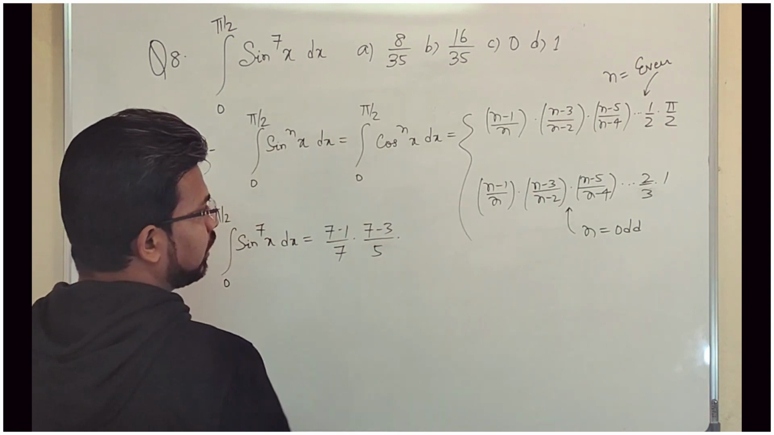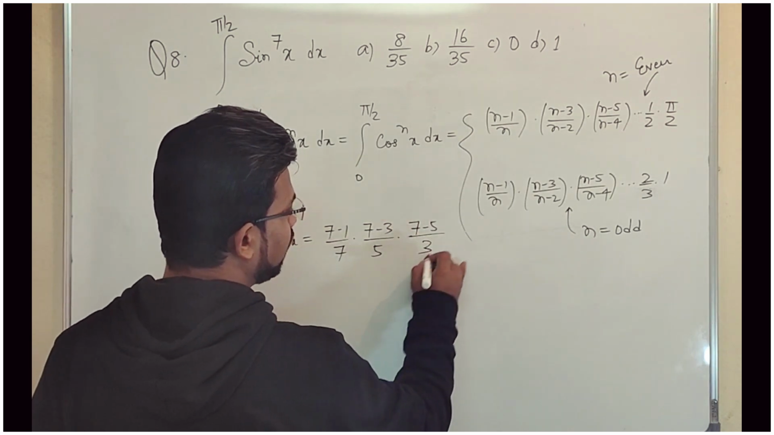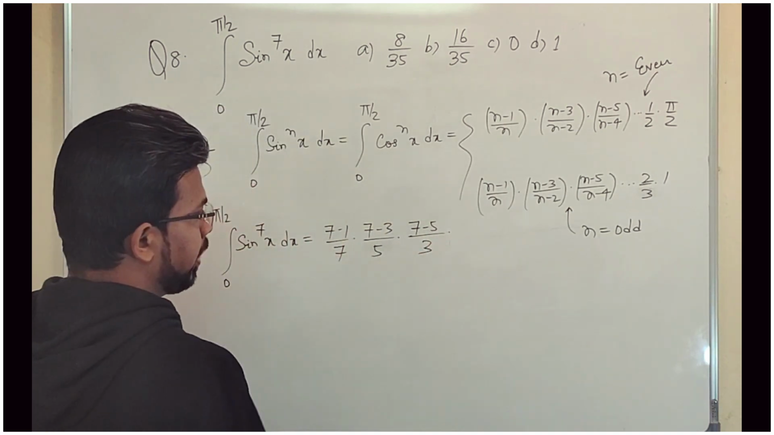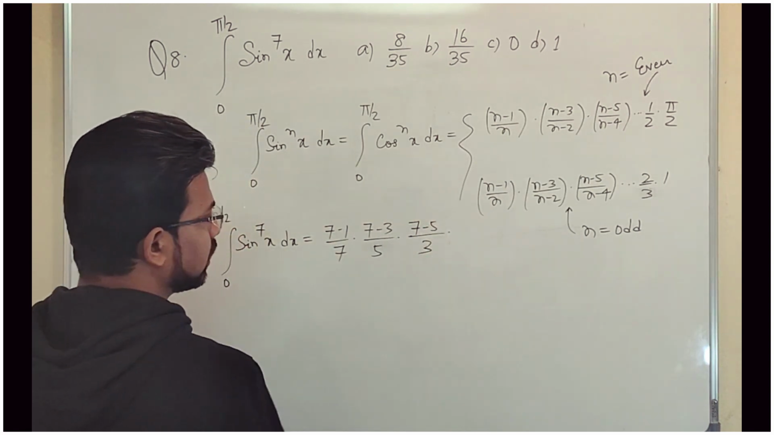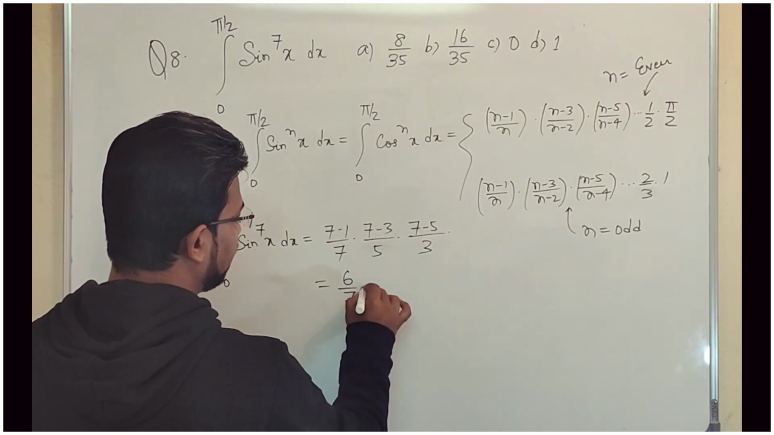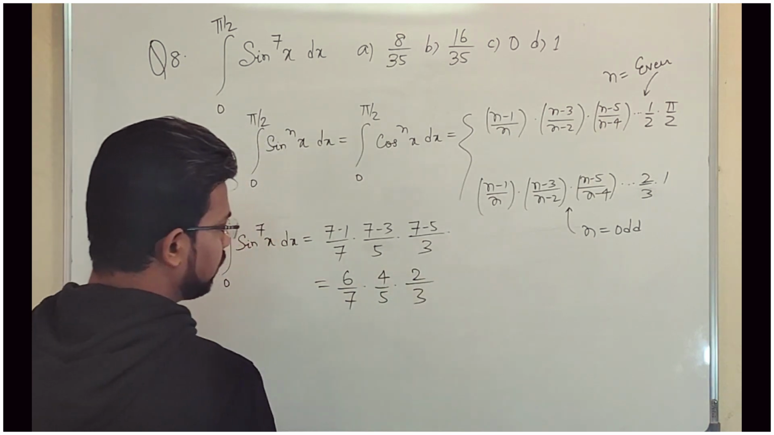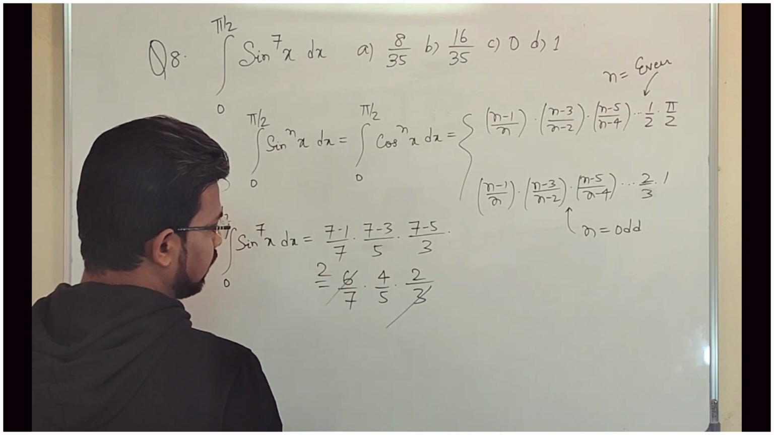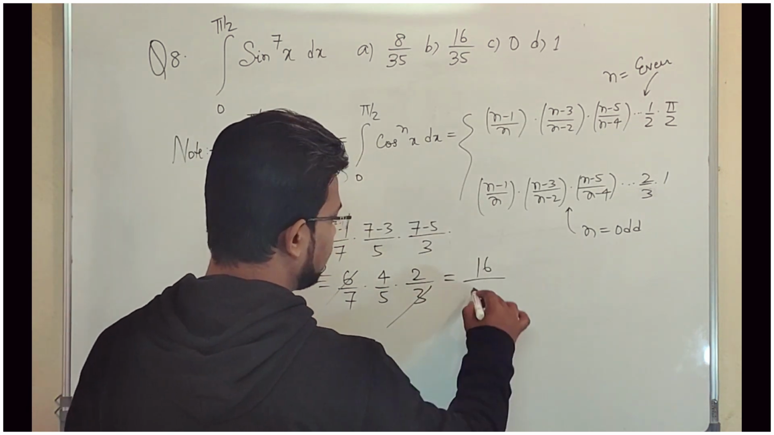Then we have 7 minus 5 by 7 minus 4, which is 3. And the last we have reached, that is 7 minus 7. So this will be 7 minus 6, of course. Here it will be coming 2 by 3 and then 1. So this is 6 by 7 multiplied with 4 by 5 multiplied with 2 by 3. So 3 2s are 6. Then we have 4 2s are 8, 2s are 16, divided by 35.